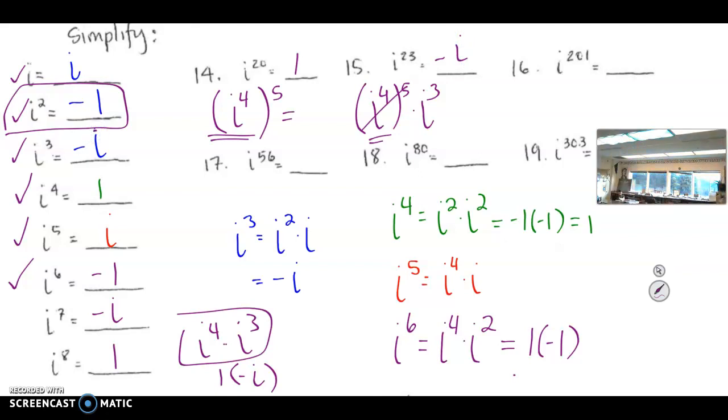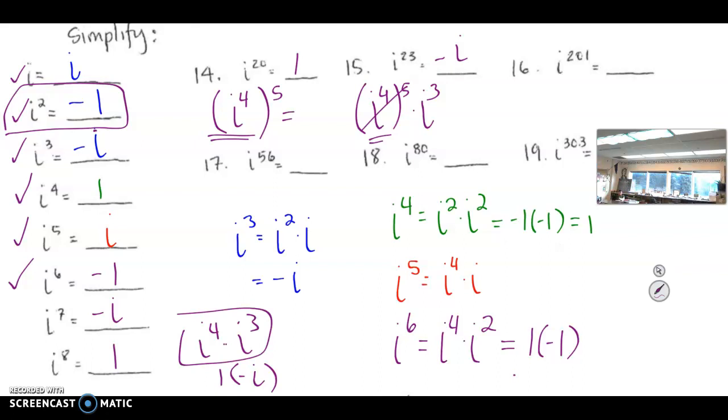Okay. So doing something like i to the 201st power, you wouldn't want to list it all out to the 201st power. That's just too much to do. Oliver, do you know what that would be?